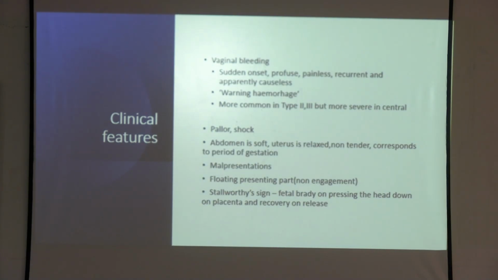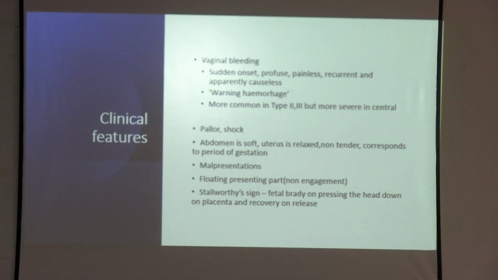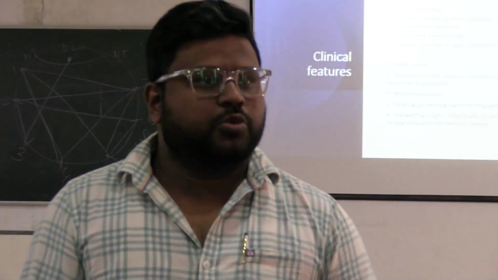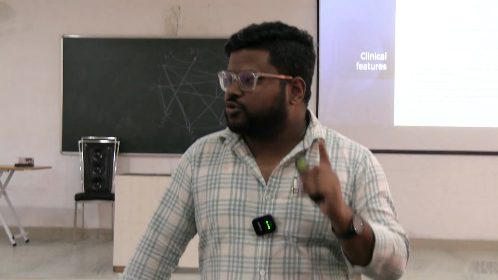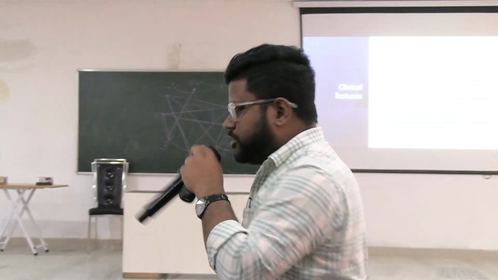A placenta previa bleeding will be sudden onset, causeless, recurrent, and painless. All are very important points. Remember the case scenario number 1. There was no pain, there was no cause to the bleeding, and it will be recurrent. It usually presents with a warning hemorrhage.